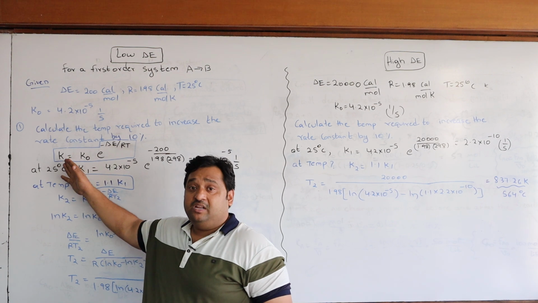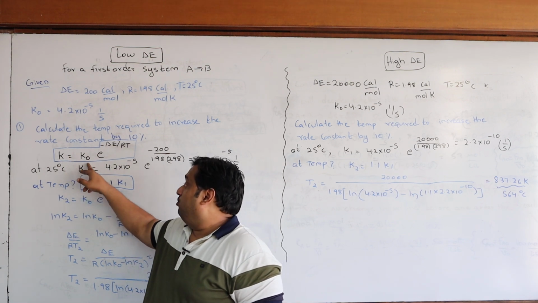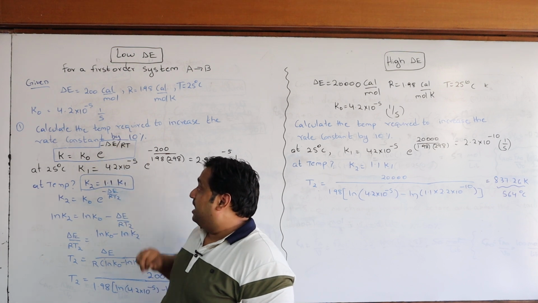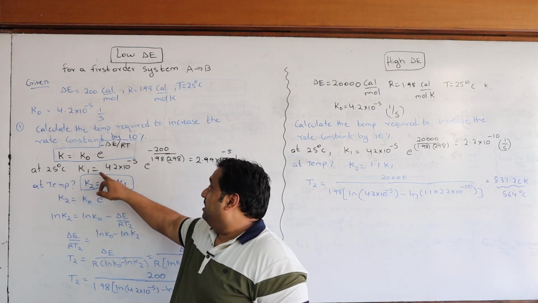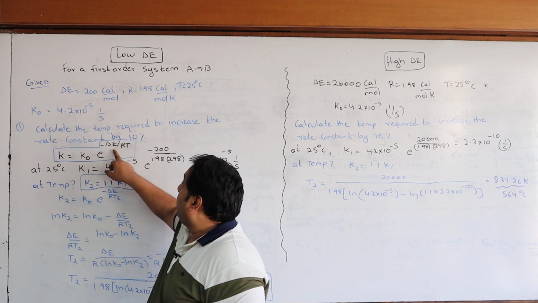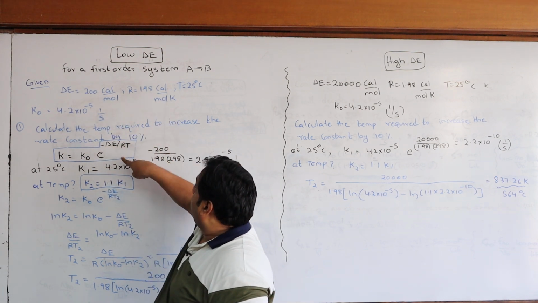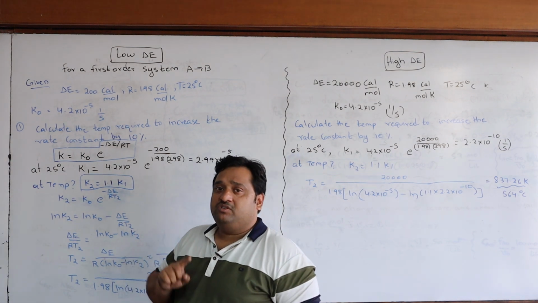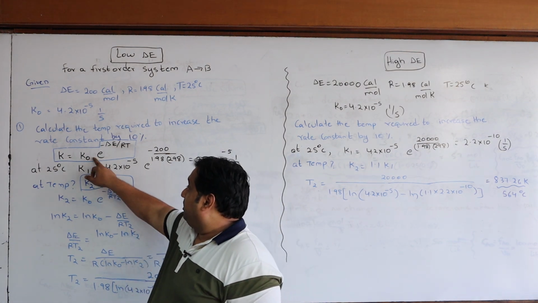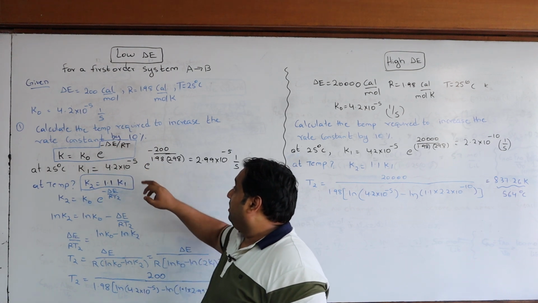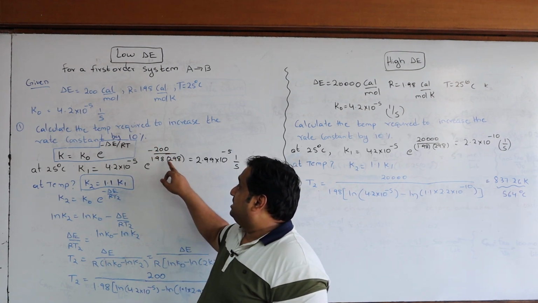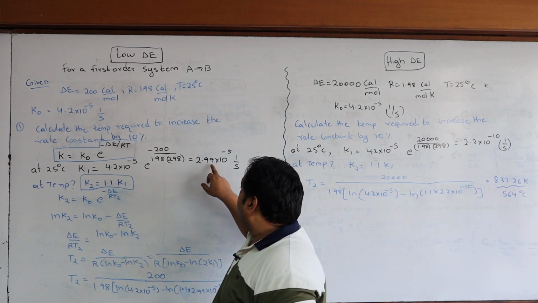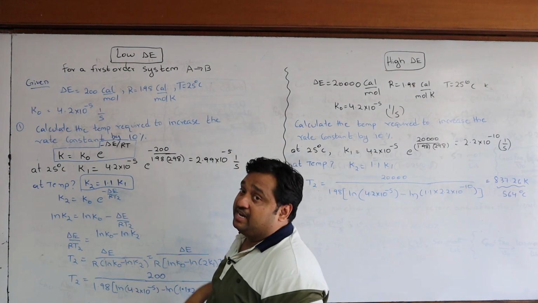Let us use the Arrhenius relationship. K is equal to K0, where K is the rate constant of A, e power minus delta E by RT. At 25 degrees centigrade, you apply this formula. I know K0, I know delta E, I know R, I know the temperature. At 25 degrees centigrade, the rate constant is K1, which is K0 into exponential minus delta E by RT. If you substitute the respective temperature, R and activation energy values, you get the rate constant value as 2.99 into 10 power minus 5 per second.